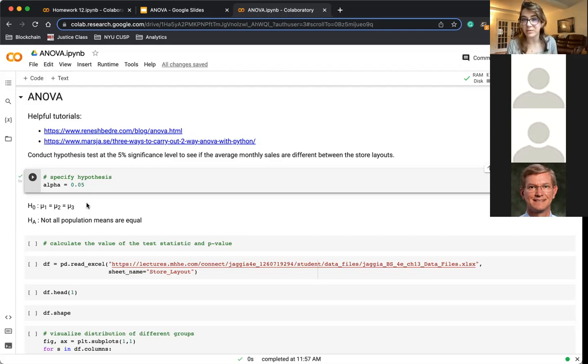So if there is a difference in monthly sales due to store layout, we would expect that the population means would be different, that there would be variance in the mean average sales.